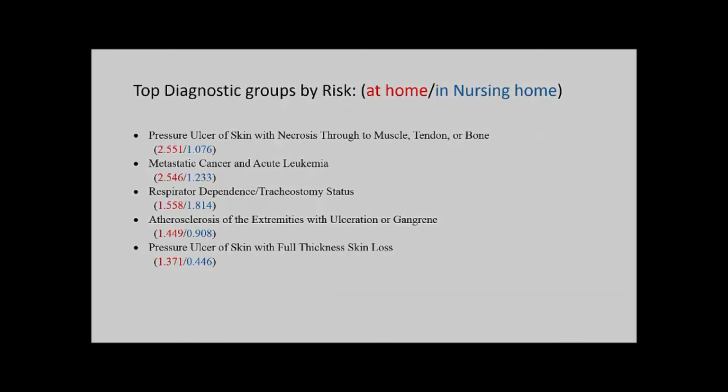The top diagnostic groups or HCCs by the risk factor are pressure ulcers of skin with necrosis through to muscle, tendon, or bone, metastatic cancer and acute leukemia, respiratory dependency, tracheostomy status, arteriosclerosis of the extremities with ulceration or gangrene, and pressure ulcer of the skin with full thickness skin loss.